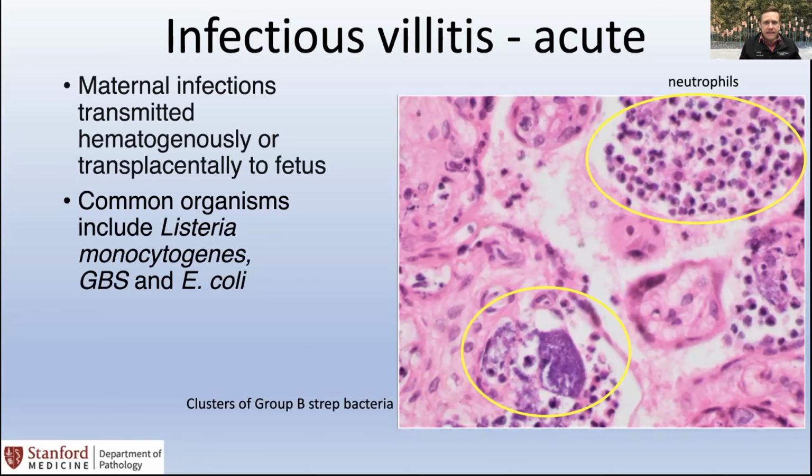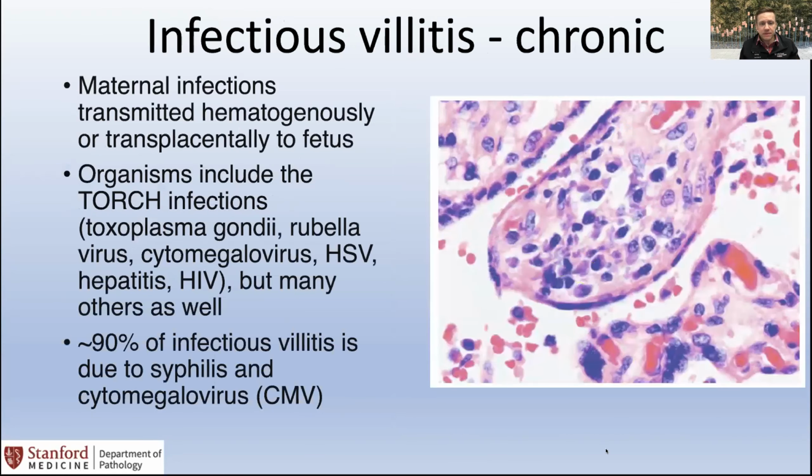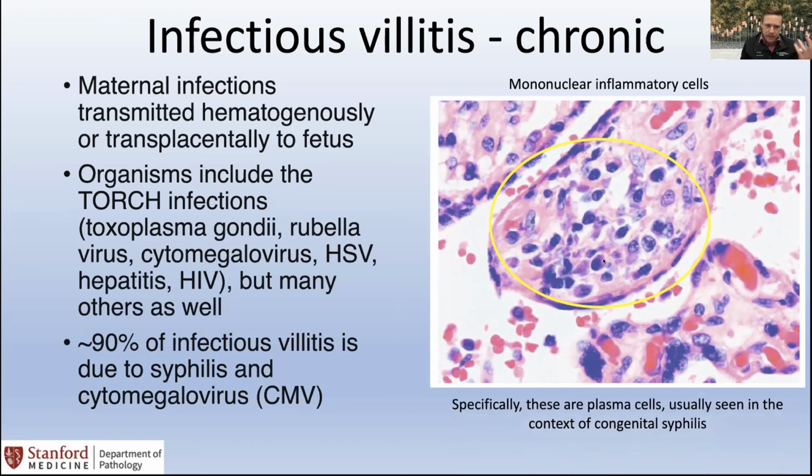coli. Now, when we see different types of inflammatory cells like we do here, these are what we would say are mononuclear inflammatory cells. They could be macrophages, plasma cells, lymphocytes. So when we say chronic, we talk about those types of cells. And specifically what we see in this one, these inflammatory cells are plasma cells, and they're typically a sign that there's congenital syphilis. And so chronic infectious villitis are usually going to be associated with those TORCH organisms.